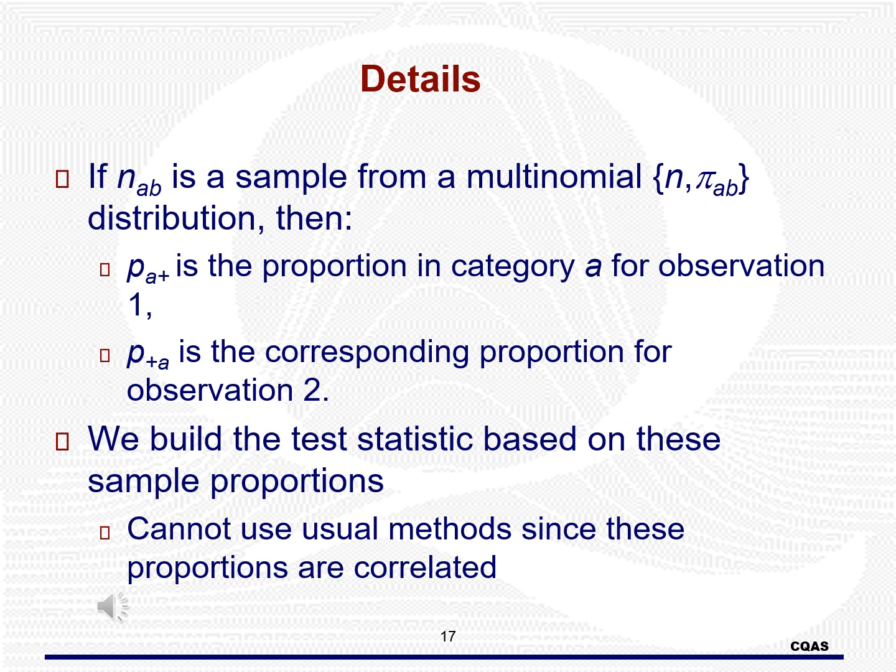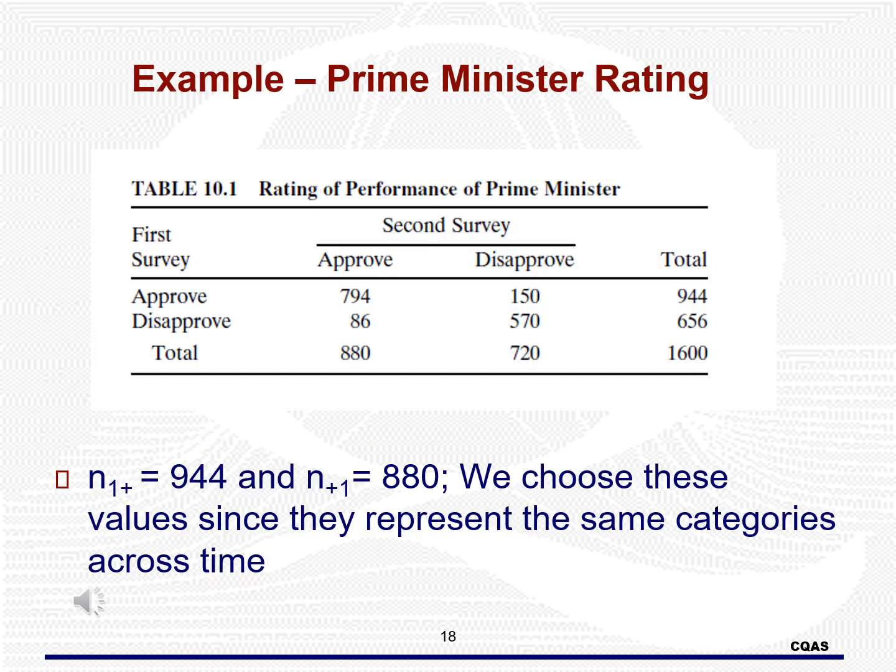We can get P-A-plus as the proportion in category A for observation 1, and P-plus-A as the corresponding proportion for observation 2. Now that we know the distributions for these, we can build the test statistic for the equal proportions test. Recall that we are looking for agreement, so our proportions of interest will be the row and column totals for the same result. In this case, we will focus on the approved result. So the totals of interest are n1 plus equals 944 and n plus 1 equals 880.